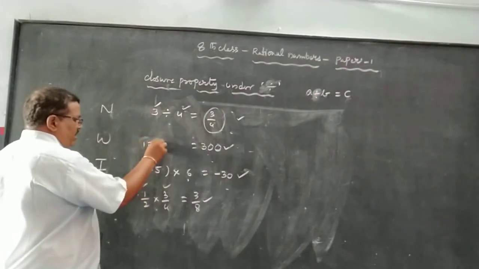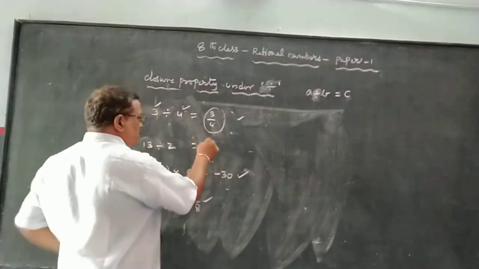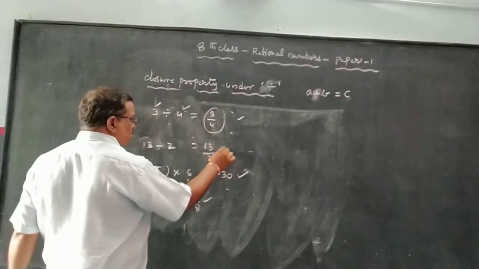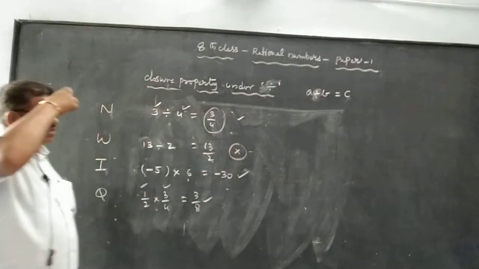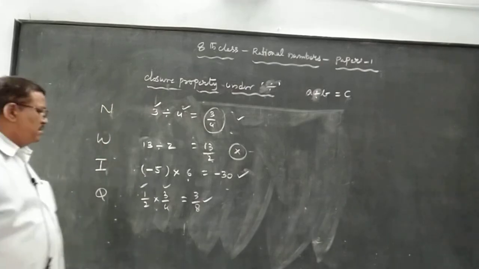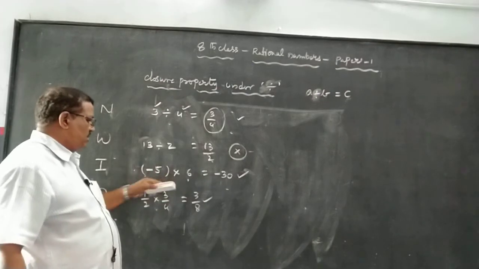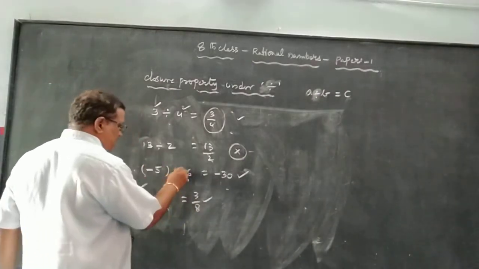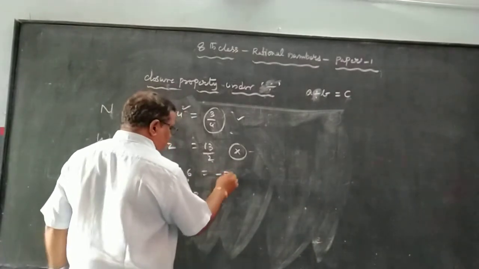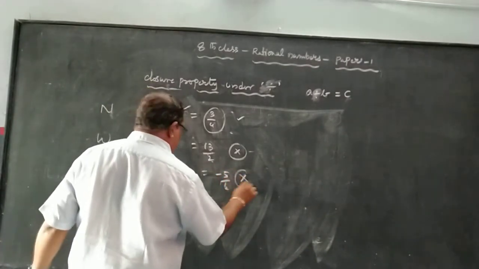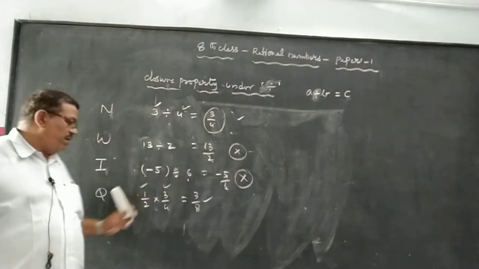13 divided by 2. The answer is 13 by 2. 13 by 2 does not belong to the set of whole numbers. So whole numbers will not satisfy the closure property under division. For integers, minus 5 is an integer divided by 6. The answer is minus 5 by 6. But minus 5 by 6 does not belong to the set of integers. Minus 5 by 6 belongs to the set of rational numbers.